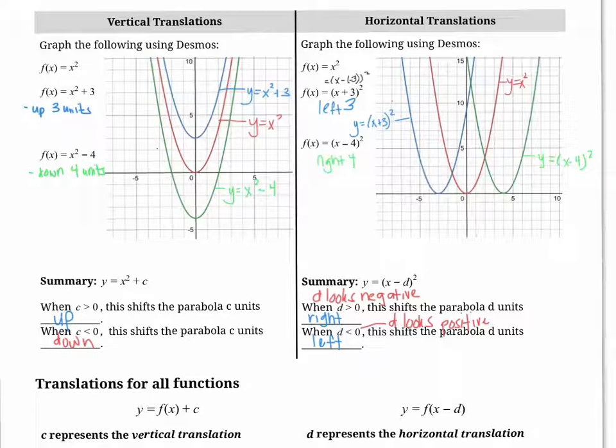So now we have these two transformations. We know what happens when we add and subtract numbers to the outside of the function. It moves it up and down. We know what happens when we add and subtract numbers inside the function. It moves it left and right. For the numbers that are added on the outside, everything's just normal. When it looks positive, it goes up. When it looks negative, it goes down. Anything that's added or subtracted inside the function beside the x is opposite. When it looks negative, it actually goes to the right, like what it did here. When it looks positive, it actually goes to the left, like it did here.